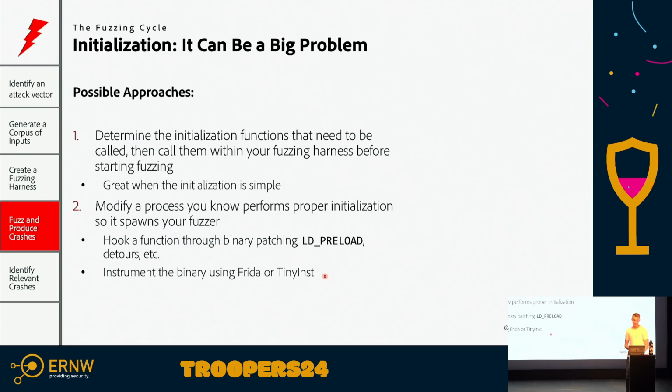But in our case, Core Audio D was performing very complex initialization, and I didn't have any source code. So in this case, what you can do is modify a process you know performs proper initialization, and then have it spawn your fuzzer once it gets everything set up properly. You can do this by hooking a function. You can binary patch if you want to. You can use something like LD_PRELOAD or DYLD_INSERT_LIBRARIES, or Detours on Windows. Or you can instrument the binary using Frida or TinyInst once again. You're seeing that I really enjoy dynamic instrumentation here.